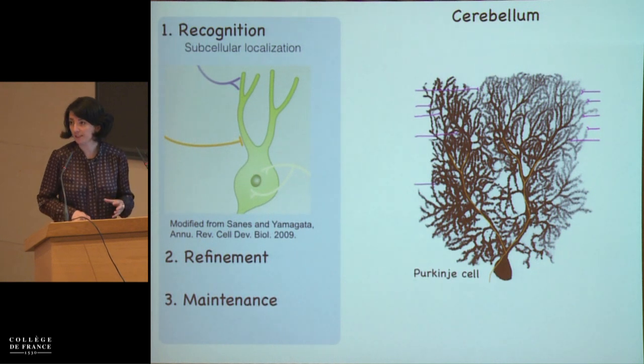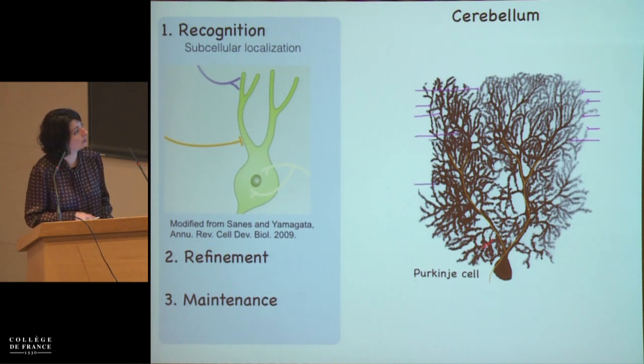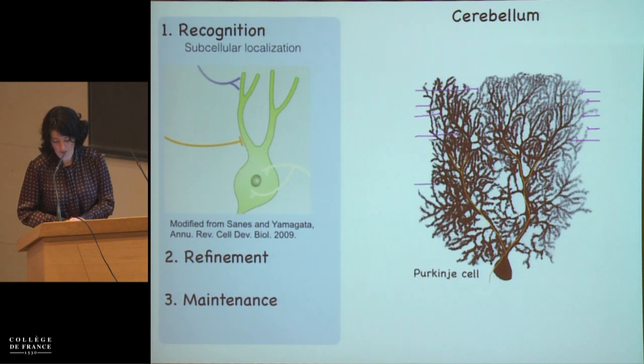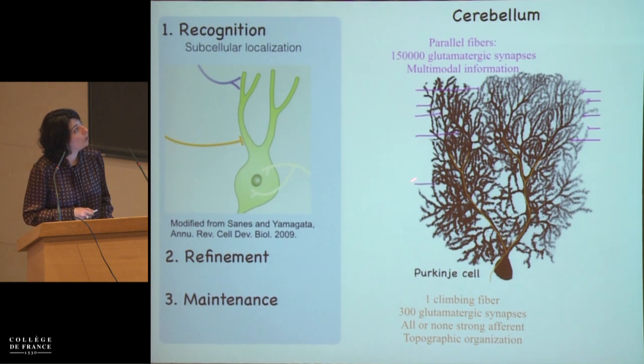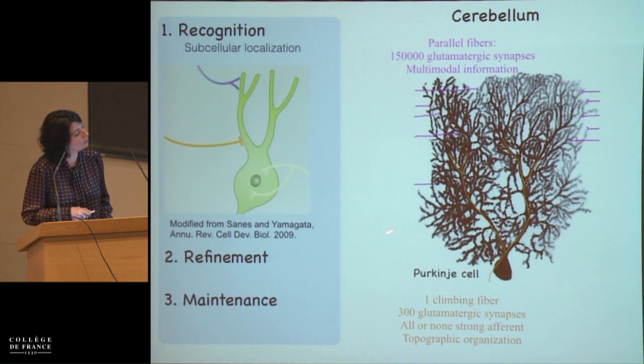A nice example of this very specific connectivity is found in the cerebellum, more particularly on Purkinje cells, which receive, amongst others, two excitatory inputs, two types of glutamatergic synapses, one from parallel fibers that arise from granule cells. And each Purkinje cell will receive about 150,000 of those synapses, which bring multimodal information. Purkinje cells also receive glutamatergic synapses from climbing fibers that are the axons of the inferior olivary neurons. And each Purkinje cell receives one climbing fiber that will make about 300 synapses that will drive a null or non response in Purkinje cells. And these fibers bring topographic information.